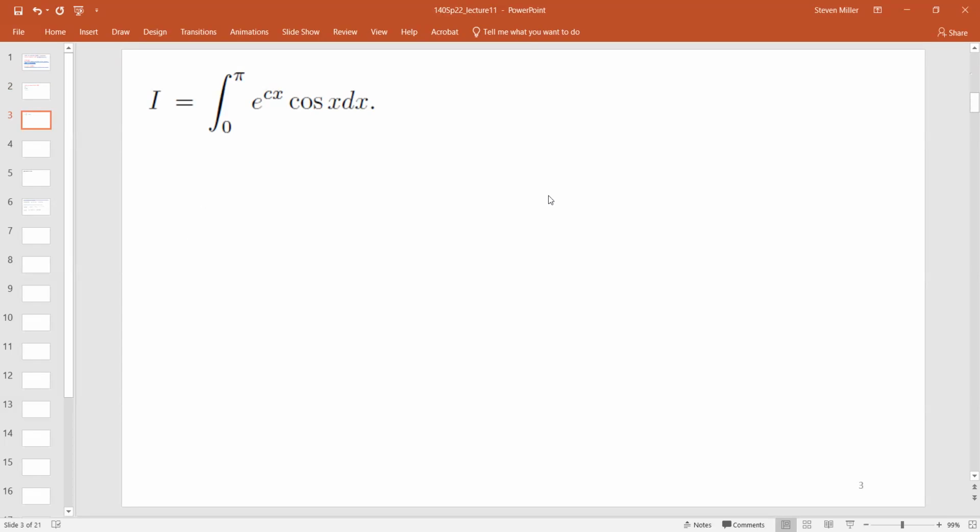This is not a function where I recognize the antiderivative. What could we try? By parts, we've really done nothing else. So if we're going to do it by parts, we need a u and we need a dv. You've got essentially a 50-50 chance.